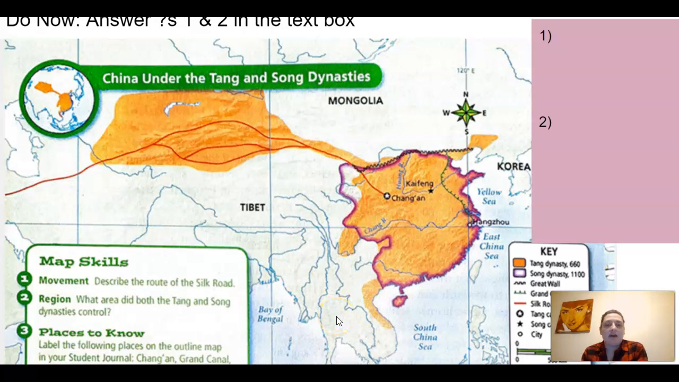So for the do now, you have this map of the Tang and Song dynasties, and you are just going to do questions 1 and 2. 1 and 2. 3, you don't need to do, just 1 and 2. So you can go ahead and pause.